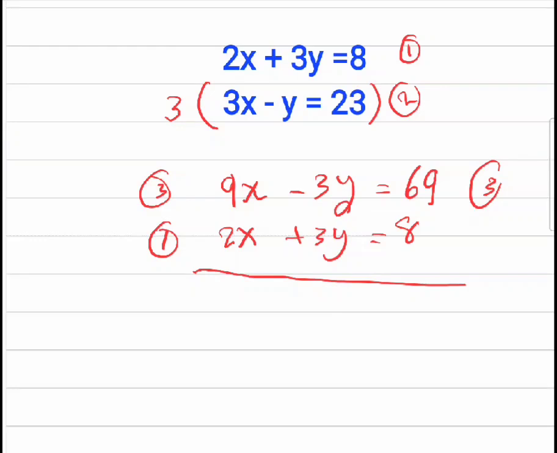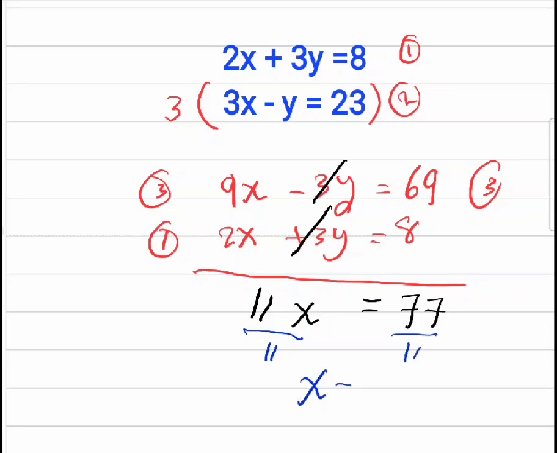Okay, so now the 3y's are going to cancel out. And we've just got an equation involving x's. So let's collect the terms. We have 11x on the left-hand side, and we have 77 on the right-hand side. And now this is just going to solve by dividing both sides by 11. We're just going to get x is equal to 7. So this is half of the solution.